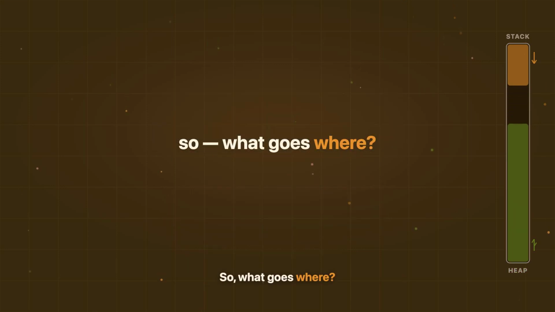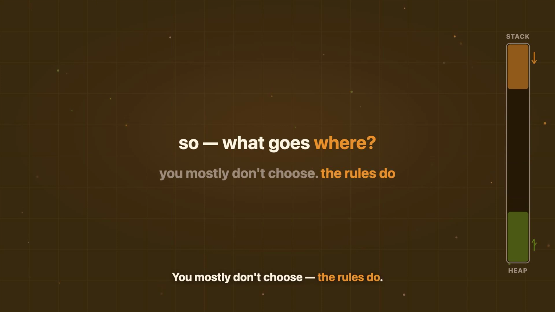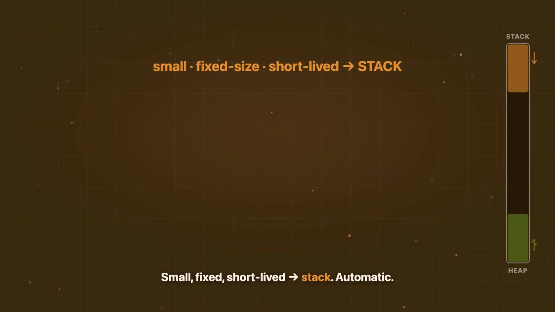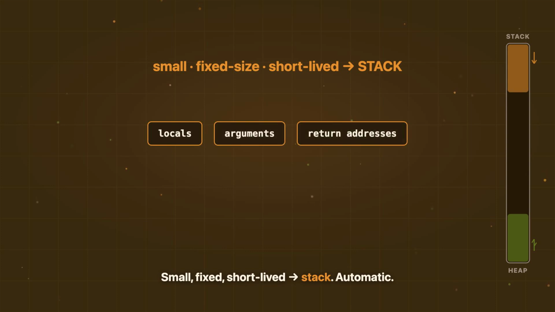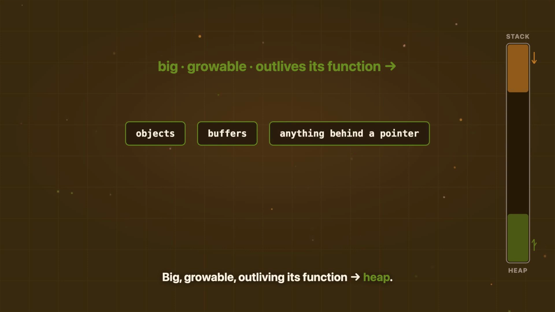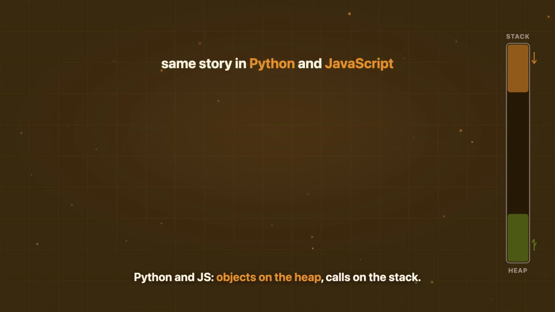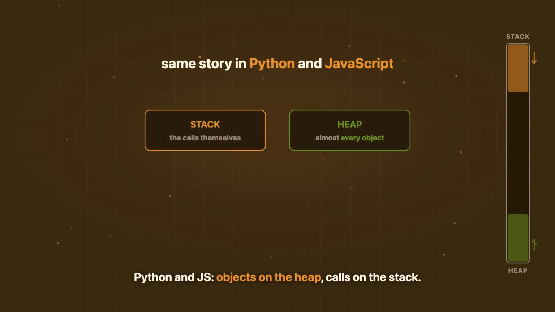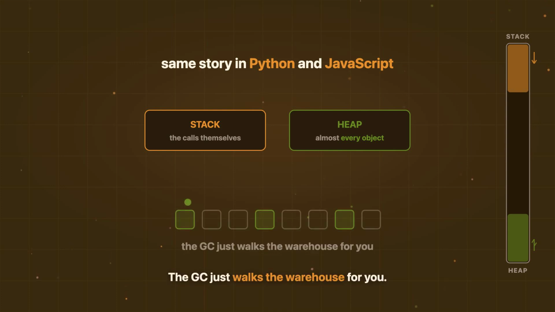So, what goes where? You mostly don't choose. The rules do. Small, fixed size, short-lived, locals, arguments, return addresses: stack, automatic. Big, growable, or outliving the function that made it, objects, buffers, anything behind a pointer: heap. Same story in high-level languages. Python and JavaScript put almost every object on the heap and keep the stack for the calls themselves. The two neighborhoods are still there. The garbage collector just walks the warehouse for you.